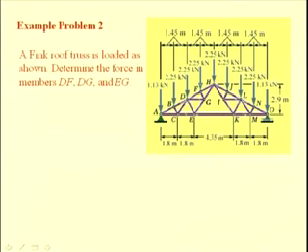So, in order to use the method of sections, we have to see if we can pass a section which passes through the members of interest, that is DF, DG and EG. Let us consider this section AA.